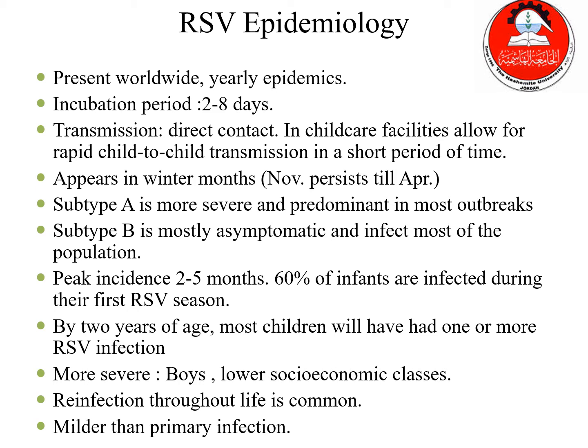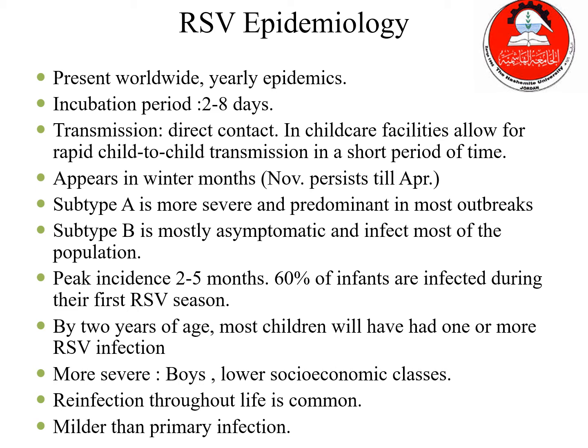Subtype A is more severe and predominant in most outbreaks, and subtype B is mostly asymptomatic and infects most of the population. So subtype A is more severe and most outbreaks are associated with it. Infections with subtype B are mostly asymptomatic.